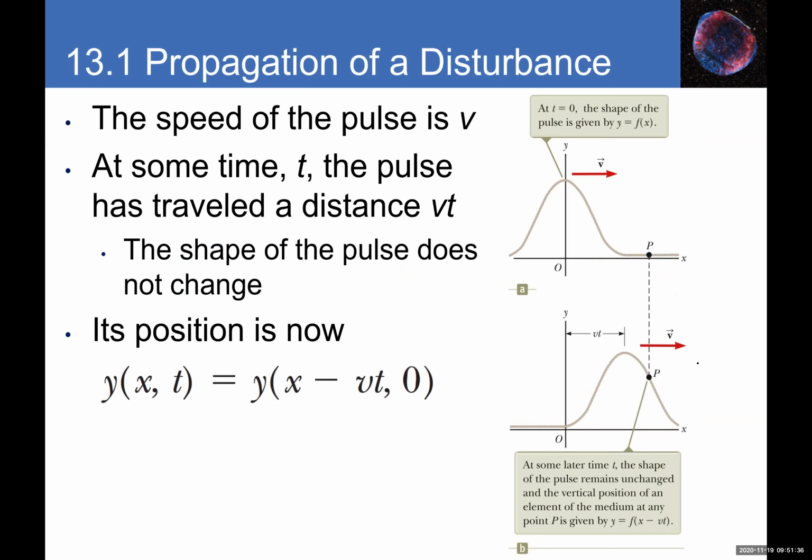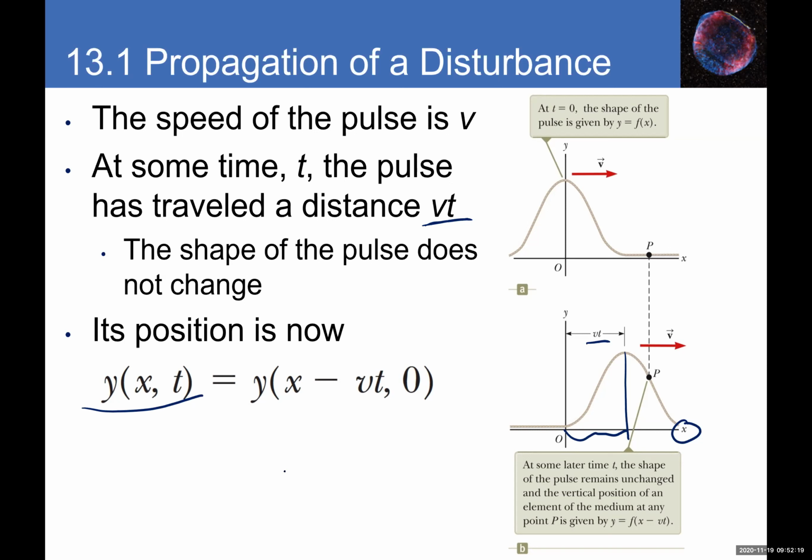Now, the speed of the pulse is written as v, and we're going to see there are a number of ways we can actually calculate that. At some time t, the pulse has traveled a distance vt. Again, this vt is the distance it's traveling. Remember, this is y versus x, not y versus t, and this represents just the distance that the wave is traveling. So then this position y(x, t) becomes y(x minus vt, 0).